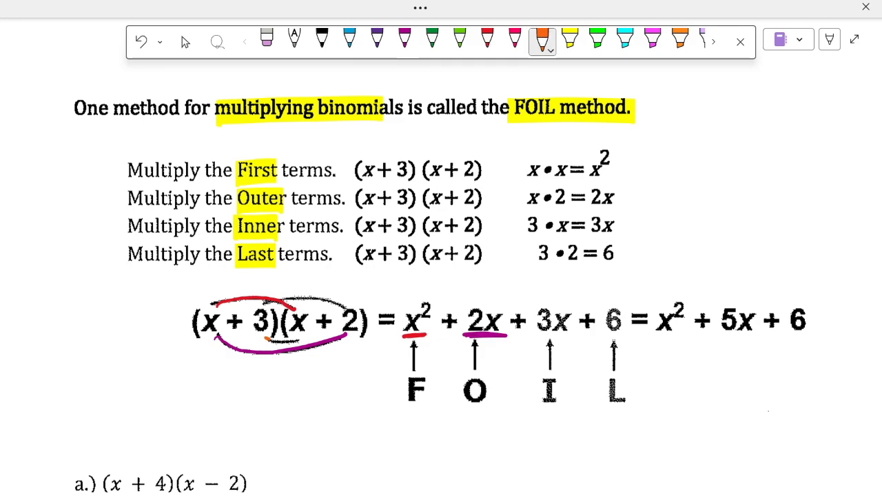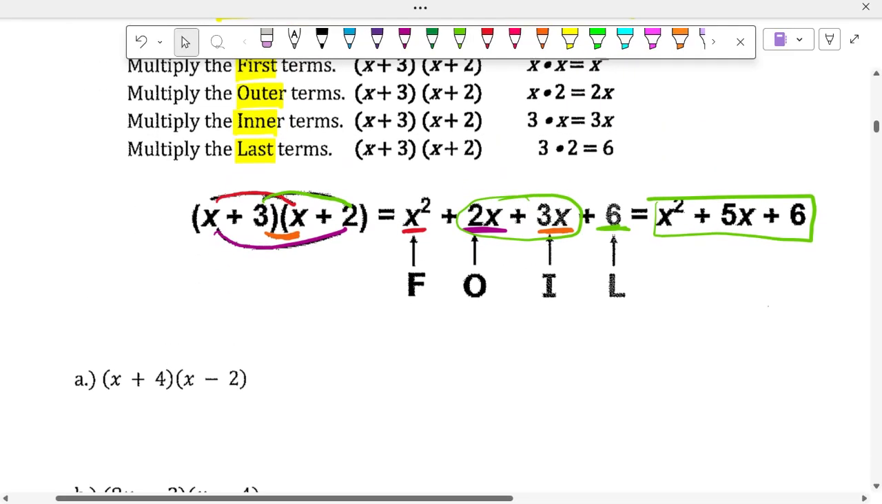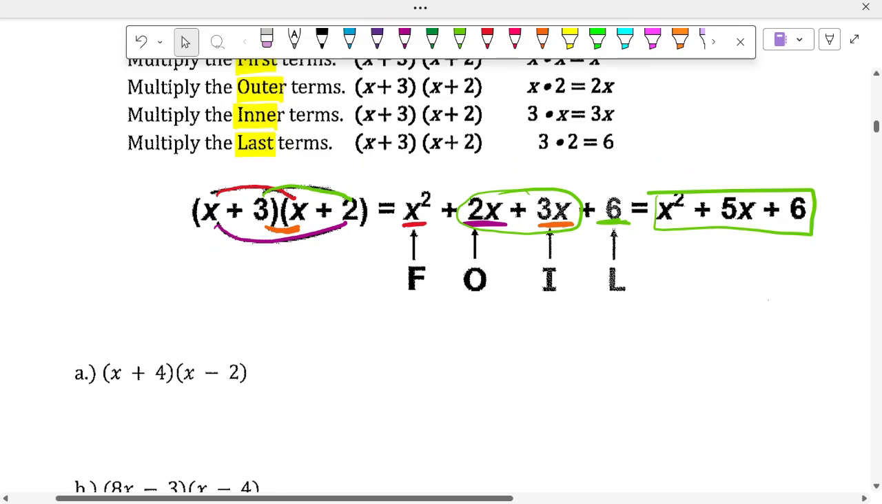The inners is the ones inside. So it's where the two sets of parentheses kind of meet. 3 times x is 3x. And then the last two terms. 3 times 2 is 6. And then you would just combine the like terms, which is just the 2x's. And it would give you this. Okay. So again, this shouldn't be anything new. You learned this back in Math 1.